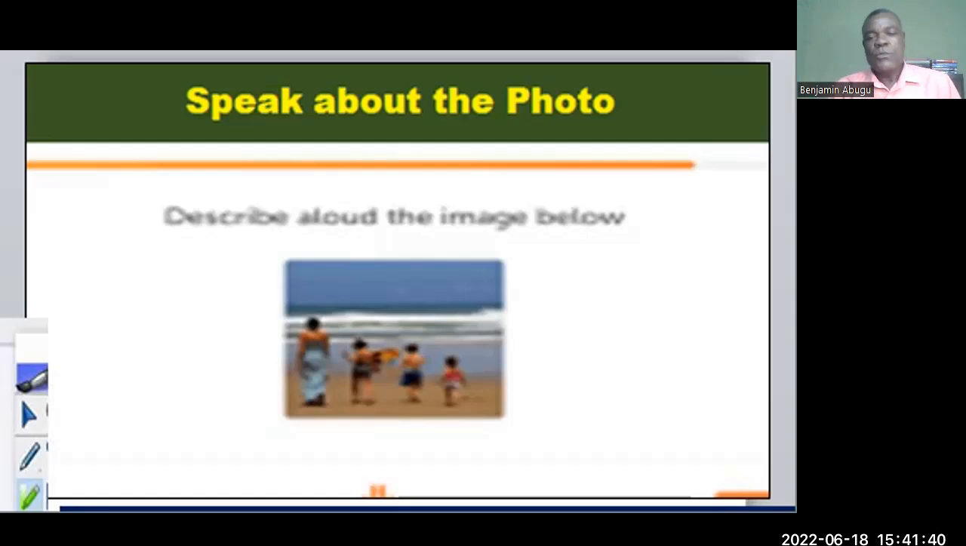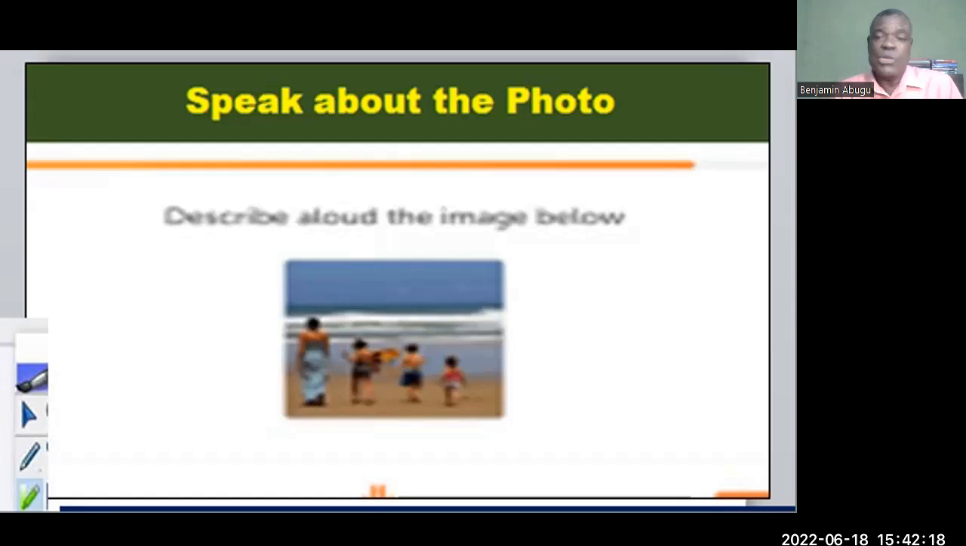All right, so when you look at this, you don't have to just mention the objects, because that is what they call image labeling, and it doesn't win you sufficient marks. What you are expected to do is to speak about the photo, meaning talk about what is happening in the photo, and you can become hypothetical and reach certain conclusions about what you think the objects in the photo are doing.